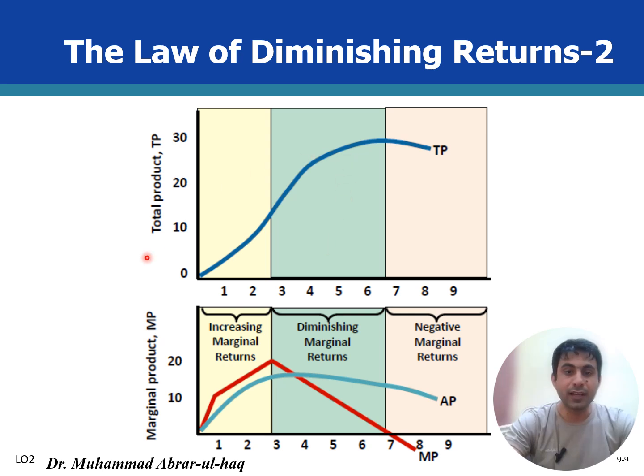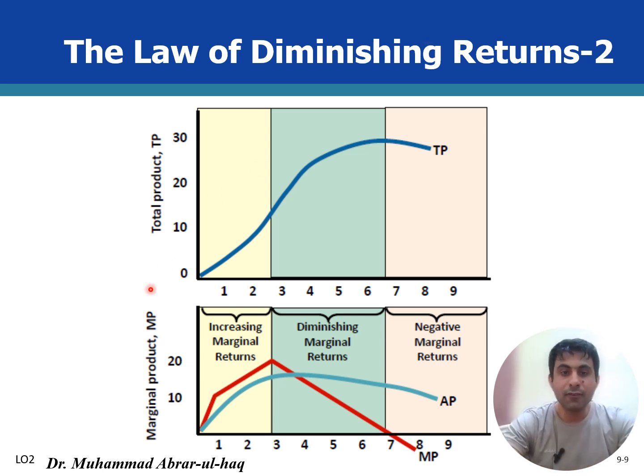So if we relate the marginal product and the total product, marginal product is the change in the total product associated with each new unit of labor, and average product is simply the output per labor unit. So note that the marginal product intersects the average product at the maximum average product.